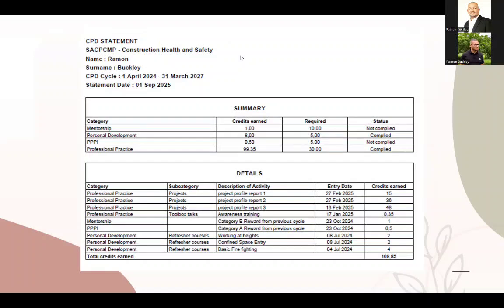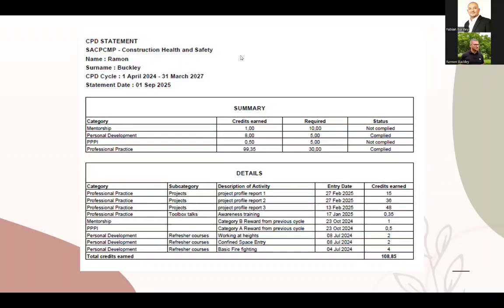So out of the 4 categories, mentorship, I've accumulated 1 credit and I required 10. So my status still mentions not complied. So I still need to accumulate another 9 more credits for the next 2-year cycle, which I will do. Because now I have a clear understanding of what they're looking for in terms of acceptable evidence. So that I would obviously proceed with. Then personal development, I've attained 8 credits for that category. The requirement is 5. There they mentioned that I've complied at that status.